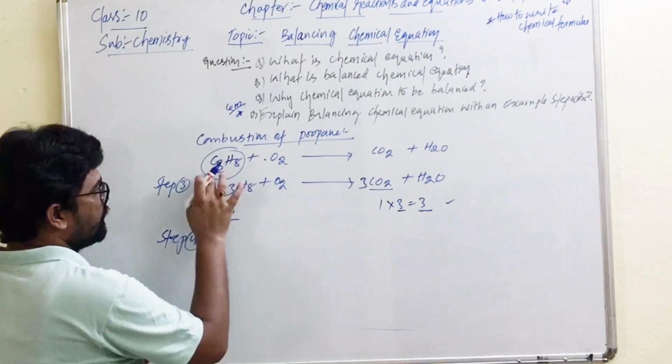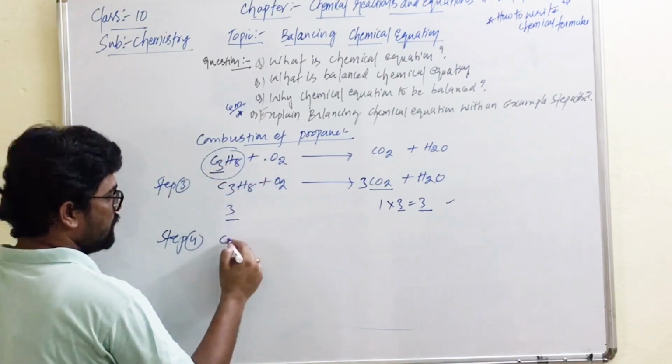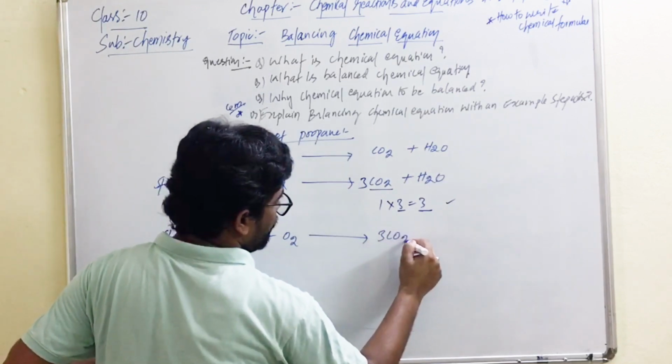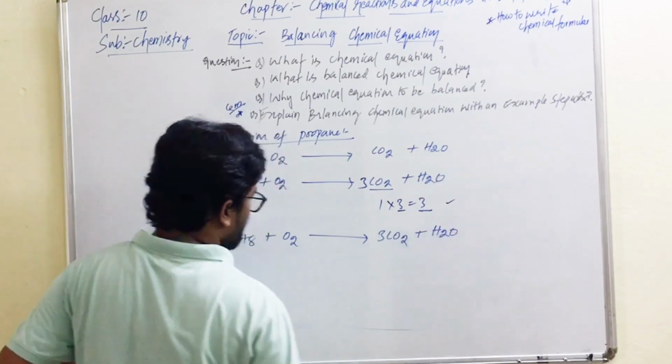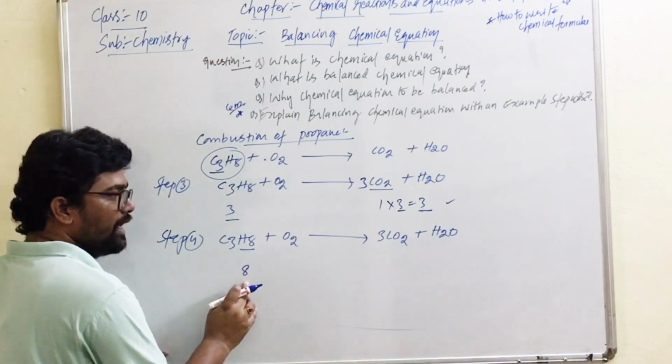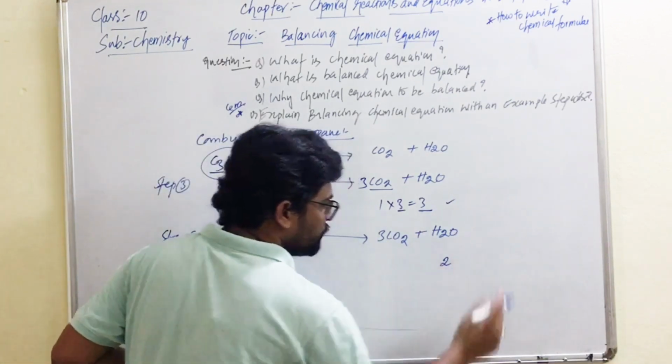Now step 4. After carbon we need to balance hydrogens. Write down the step 3 here. 3CO2 plus H2O. Now count the number of hydrogens. The number of hydrogens on the left hand side is 8, but on the right hand side is 2.